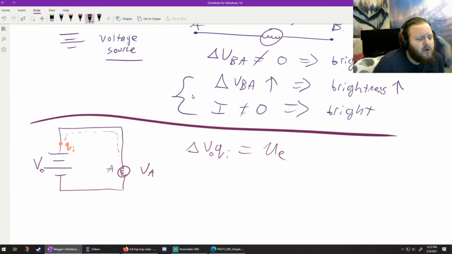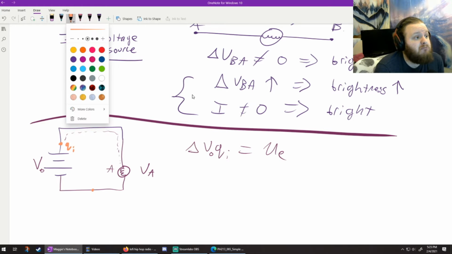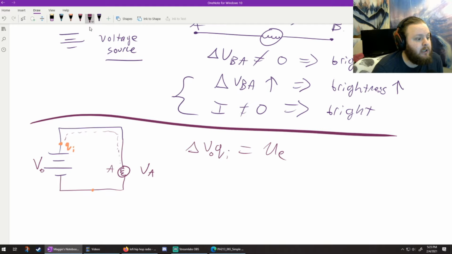This charge will cruise over light bulb A, and it's going to spend some amount of its energy traversing A. Voltage is not quite energy, but we can say there's going to be some electric potential dropped across this circuit element, light bulb A. Afterwards, little q_i is certainly going to have less energy, and how much it has depends on how much it took to get across V_A.